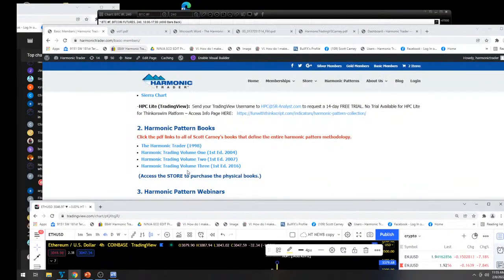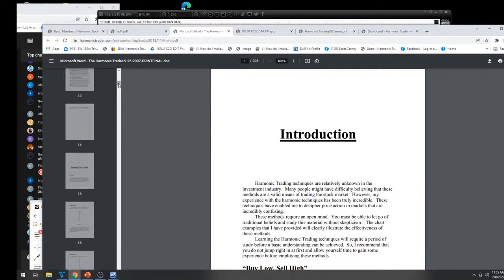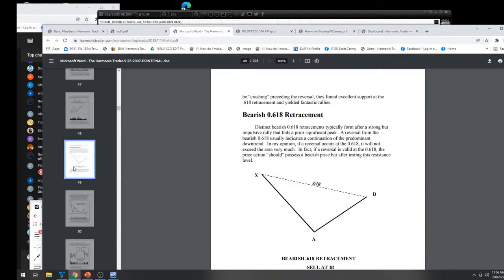And again, the books that you want to download are The Harmonic Trader, Volume 1, 2, and 3. The Harmonic Trader from '98 really was the start for me, as that's really my trading journal. I was a lot younger then, but it covers the basics of me putting technical analysis into patterns, harmonic ratios, stuff like that. So if you want a basic overview, that's the place to start.